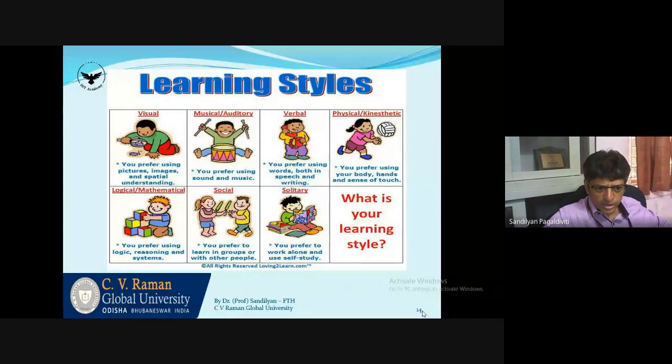A logical or mathematical learner uses logic. So any calculations are easy for them, where it is clearly presented. A social learner believes in groups and discussions, and a solitary learner works by himself. So please identify your own learning style, and it will help you to take your sessions to the next level. Next slide, please, ma'am.